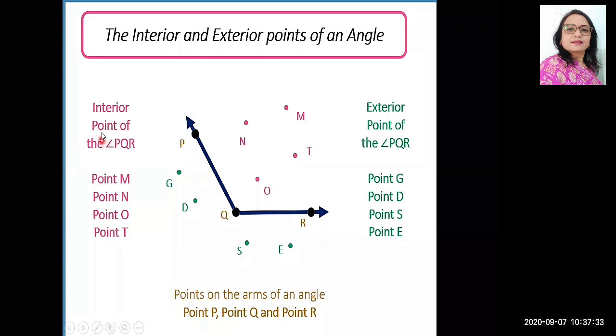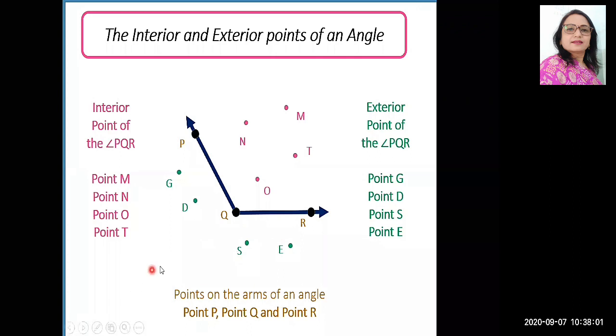So this is the answer. Interior points of the angle PQR: point N, point O, point T and point M. The exterior points of angle PQR are point G, point D, point S and point E.